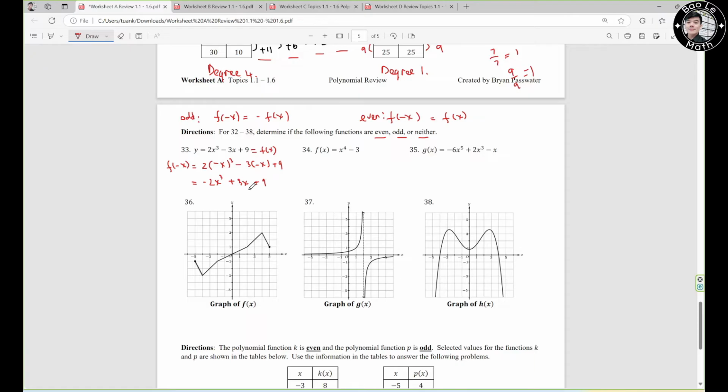So because this one right here is not the same thing as the original one, right? No, it's not going to be negative f of s, so this one should be neither.